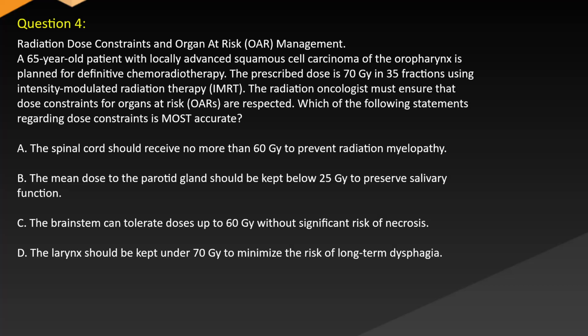A. The spinal cord should receive no more than 60 Gy to prevent radiation myelopathy. B. The mean dose to the parotid gland should be kept below 25 Gy to preserve salivary function. C. The brainstem can tolerate doses up to 60 Gy without significant risk of necrosis. D. The larynx should be kept under 70 Gy to minimize the risk of long-term dysphagia.